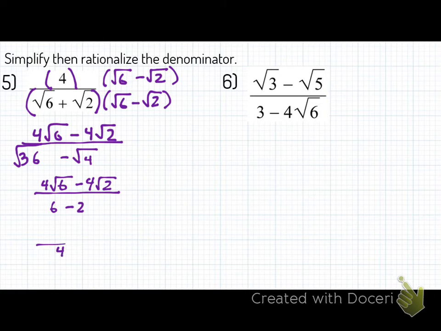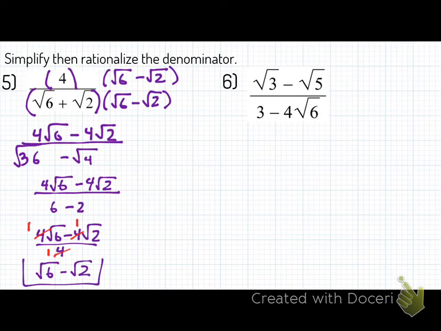So bringing the rest of the problem down, we've got 4 in the denominator now, 4 rad 6 minus 4 rad 2. And then I noticed that there's a 4 in each of these sections, so in all my terms, so I could just cancel those out. Numerator is just rad 6 minus rad 2. Denominator is over 1, so we don't need to keep it, okay?